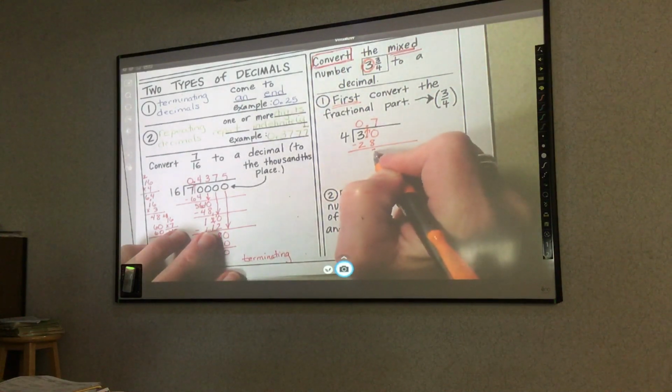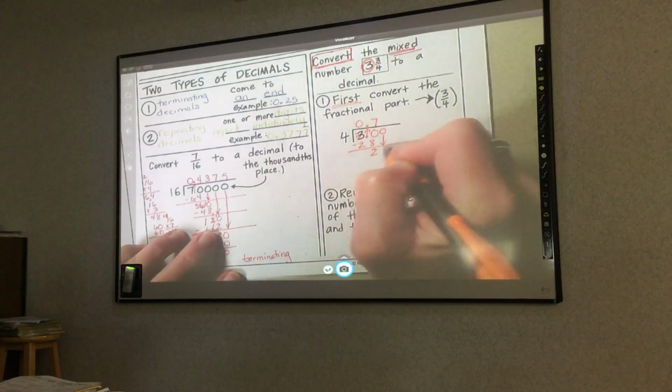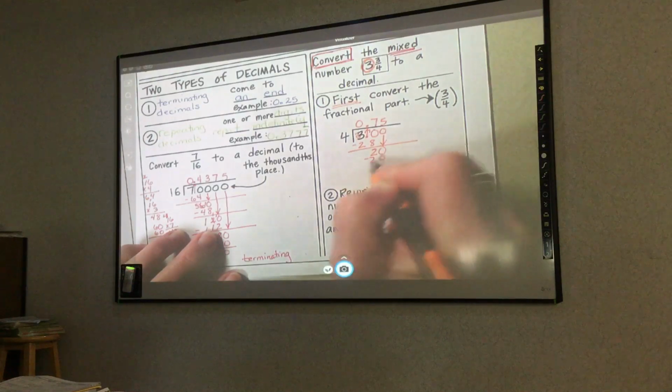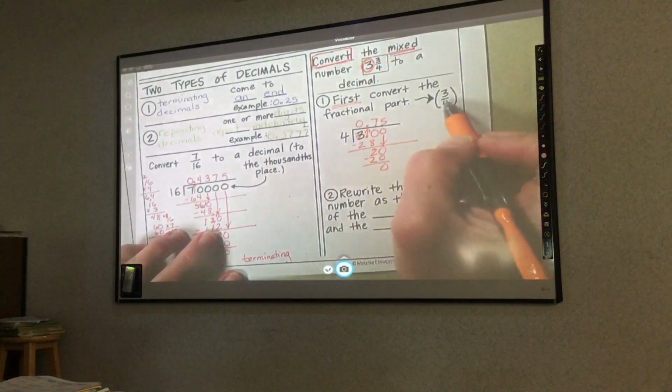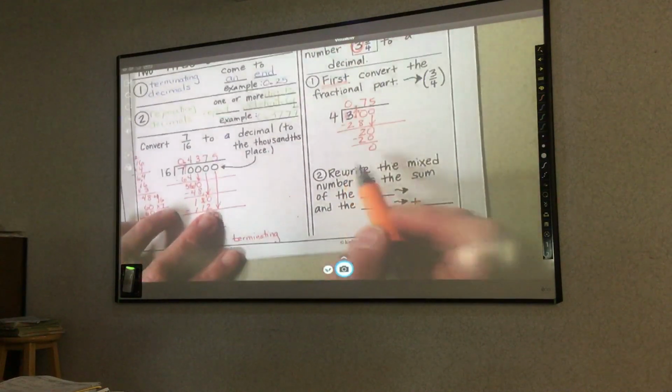2 left over, because we had to borrow. Add a 0. 4 goes into 20, 5 times. You need to have it memorized that 3/4 is 0.75.